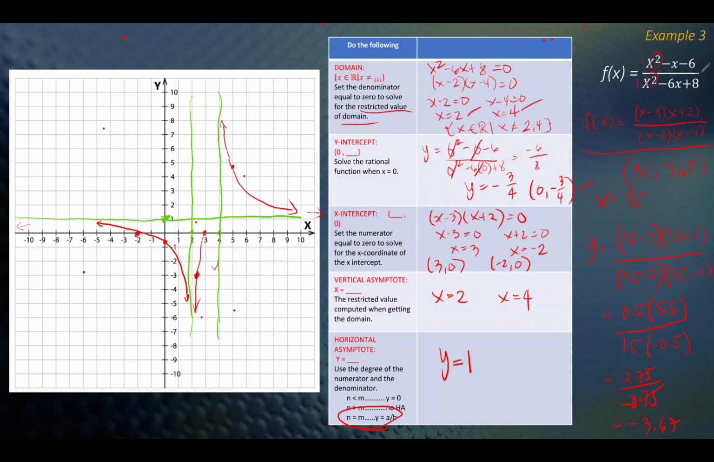So, graph natin yan. 3.5, negative 3.67. Ito siya. Ayan. So, pababa siya. So, ay, parabola siya, opens downward.